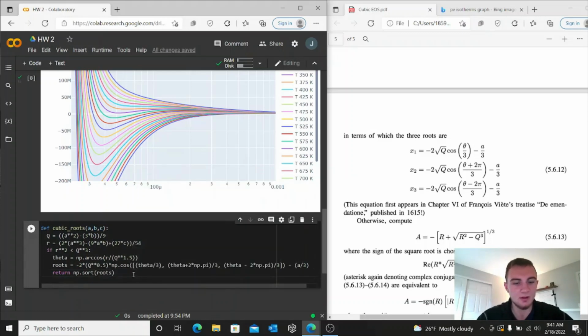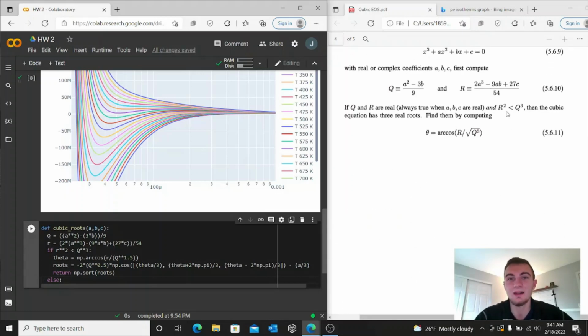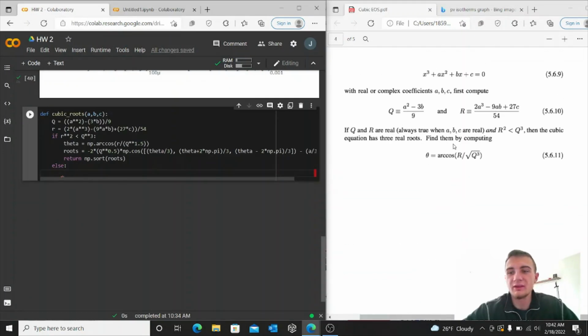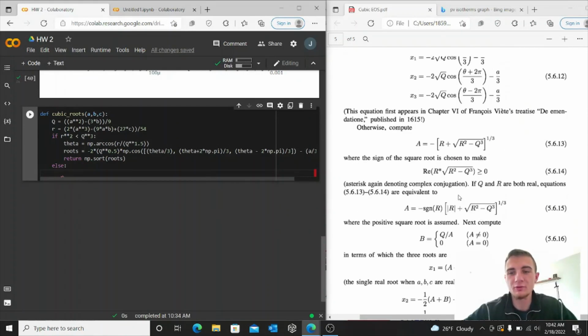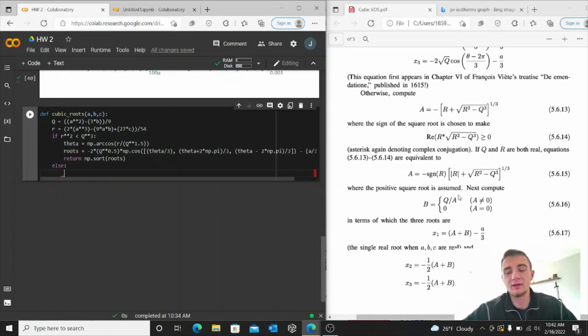Okay. So now we'll put in an else here so that we can put in our second condition in the case that r squared is not less than q cubed. So for our second condition, and again the condition would be if r squared is not less than q cubed, the Cardano's formula, again we're just following the formula and plugging in. So if we follow the formula, it tells us that if this is not true, then a here will equal negative sign of our r value.